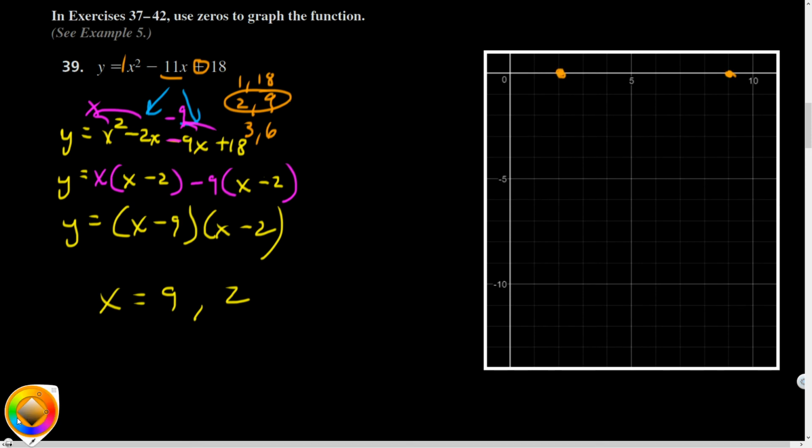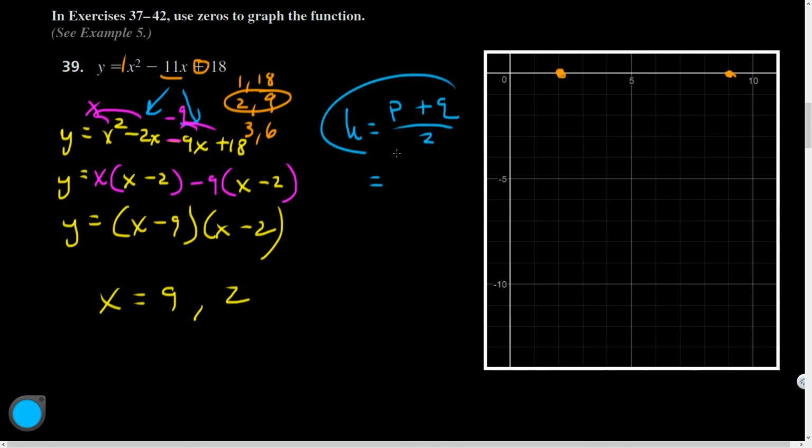Let's find some h, shall we? So h is going to be the average of those things. We called those like p and q. I'll tell you what, I'll write p plus q all over 2. You don't have to write the formula every time, but hey, I was already there. 9 plus 2. Oh dear, it's going to be gross. It's going to be fraction-y. That happens though.